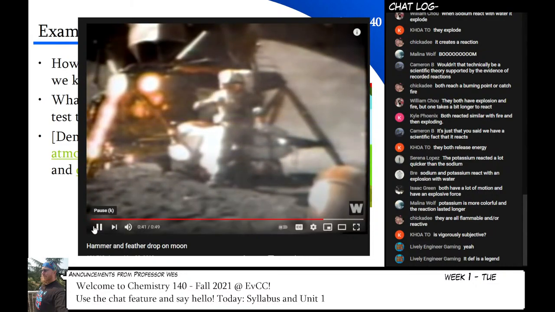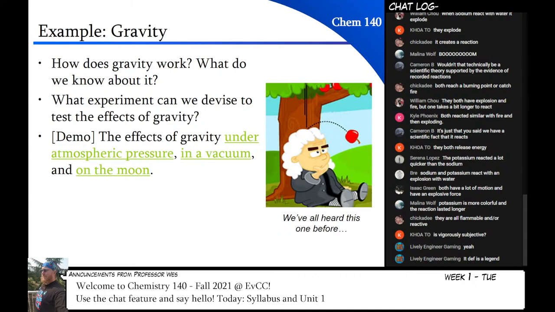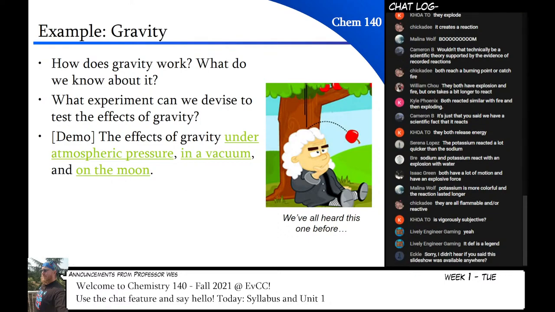How about that? There you go. So that experiment was carried out on the moon. And on the moon, there is no atmosphere, so there's no air in the way. So we now have two different experiments that help us conclude that, hey, air resistance is what gets in the way and causes us to observe weird results with gravity on Earth. But all things are attracted to each other and fall to the ground at the same rate, barring air resistance.